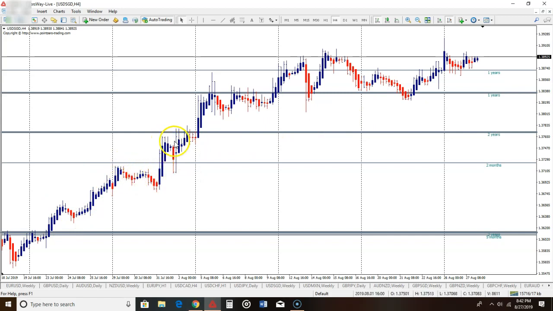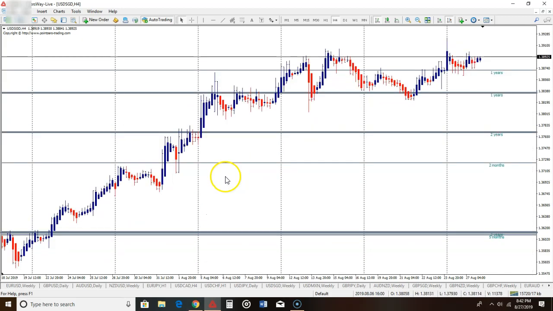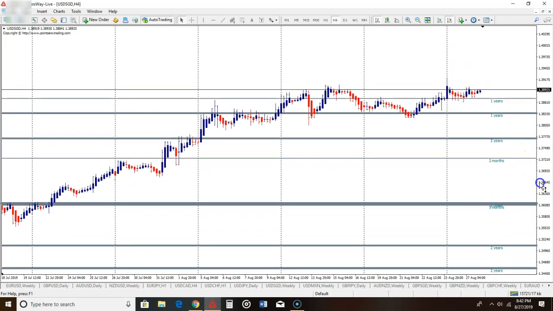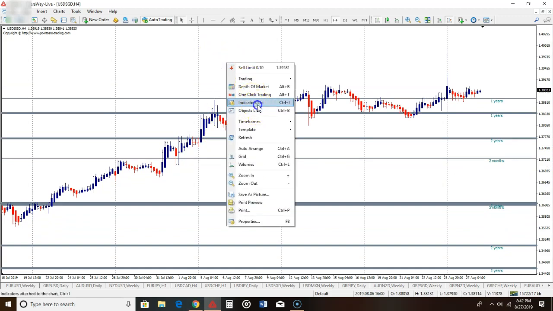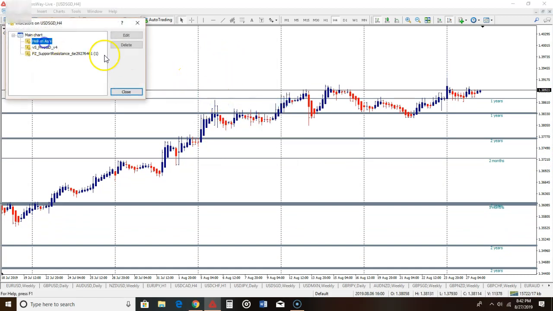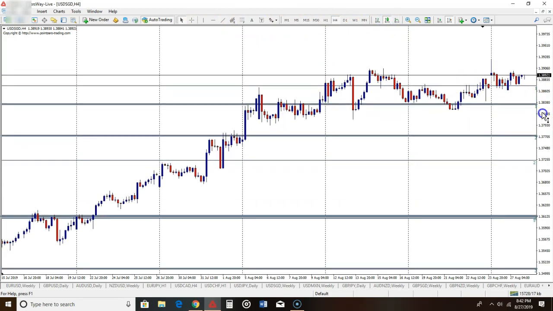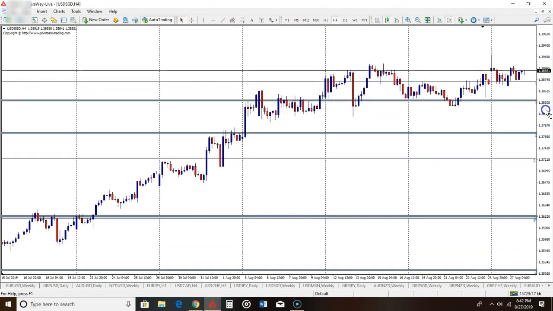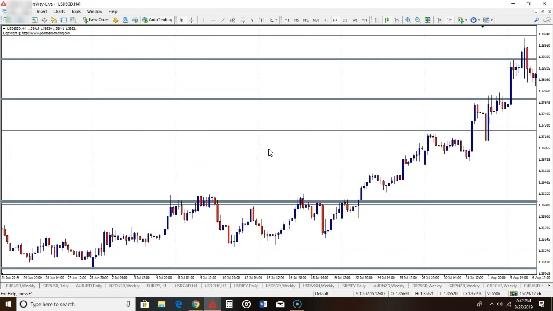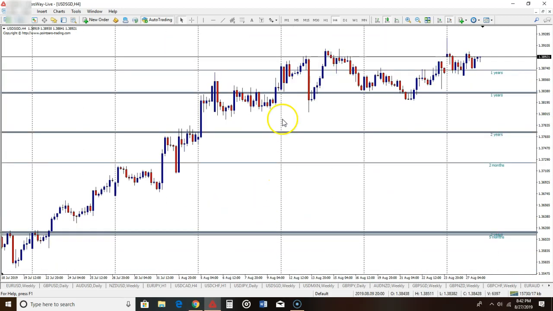Resistance becomes support. So you guys can see this a little bit better, let me change the candles. Let's get rid of the Heikin-Ashi candles and go to regular candlesticks. Okay, you can see the support and resistance real clear.